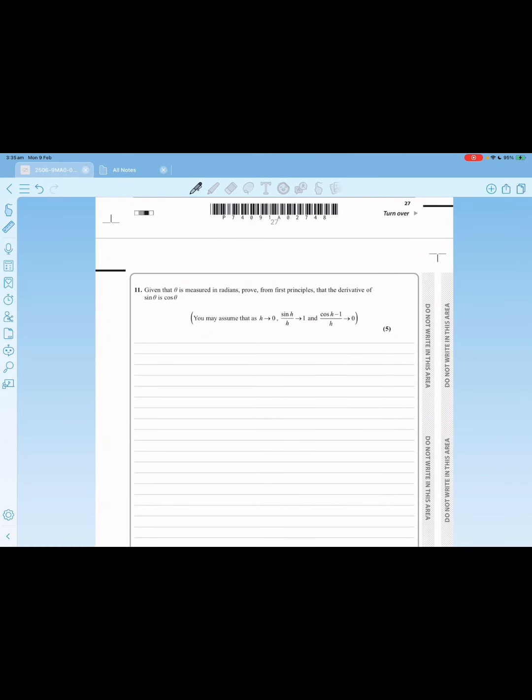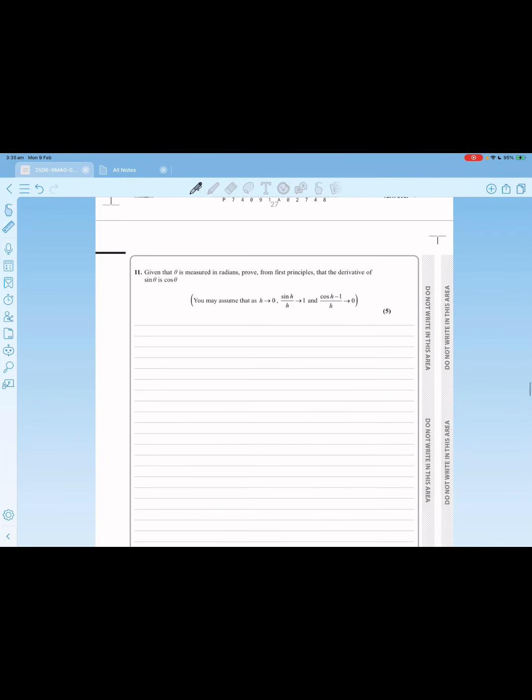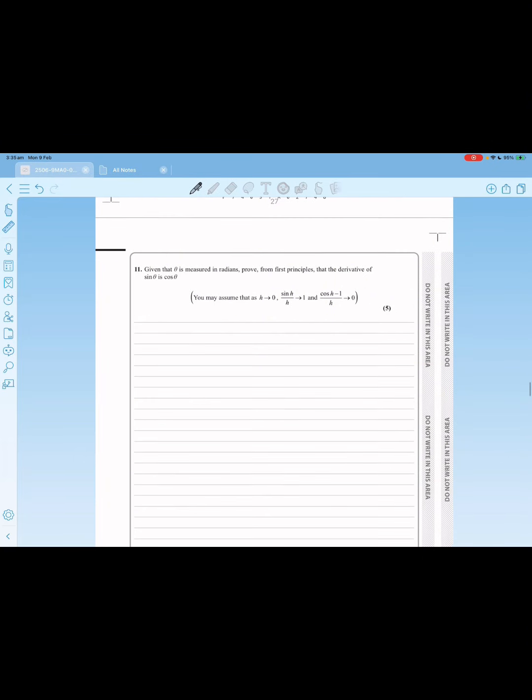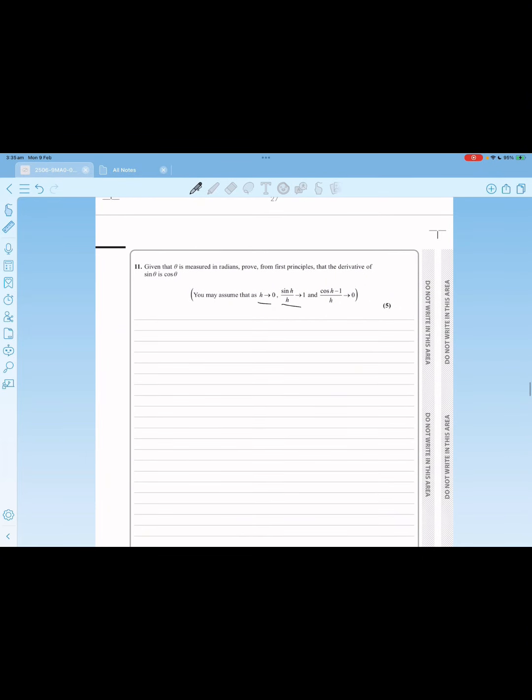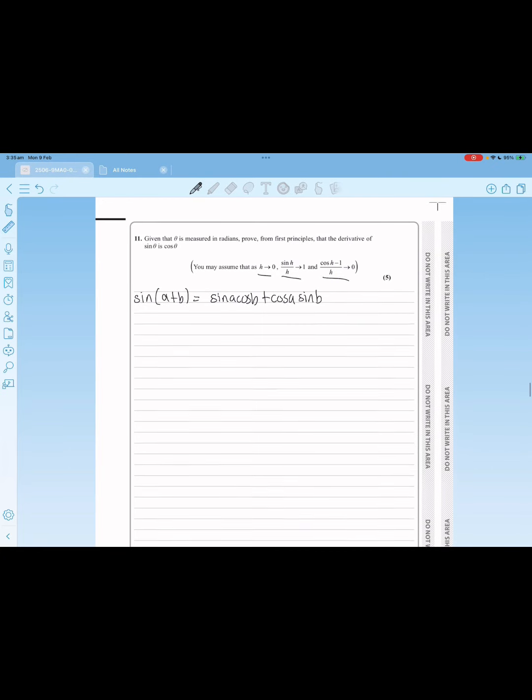This was in the modified paper. So because this was in the modified and we didn't have any first principles in 2025, I'd say this is definitely something which can come up. If not sine x, maybe cos x or some other function. Okay, let's do it. So I'm given that h tends to 0. I'm given these two facts. I want to write my own facts as well. I also want to say that sine of a plus b is sine a cos b plus cos a sine b. Now I want to get to it.